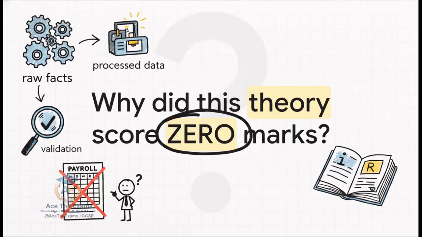Just look at this student's answer. Data is raw facts, information is processed data, validation checks if data is sensible. Now, that perfectly recites the theory, right? If you open up your textbook, that is word for word what it says. So why on earth did this score an absolute 0 when applied to a 9626 payroll scenario?